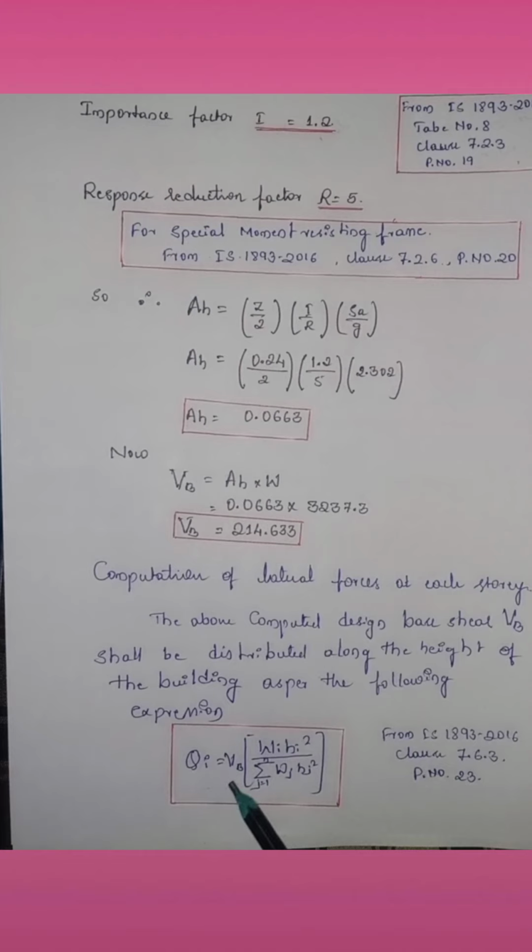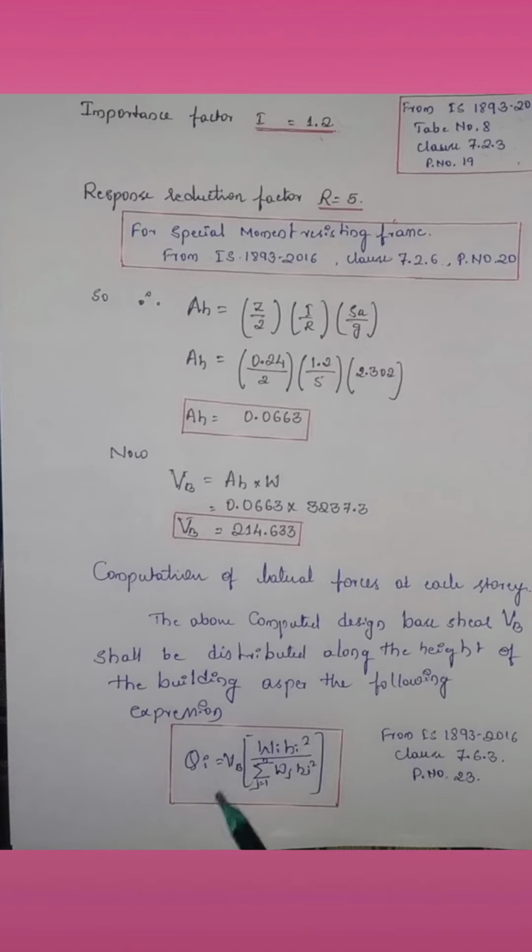Qi is equal to VB multiplied by Wi squared divided by the summation of Wi squared. This is your expression to calculate the story shear, or the lateral force at each story. By substituting all the values in this particular equation, you can calculate the story shears, or the lateral forces at each story.